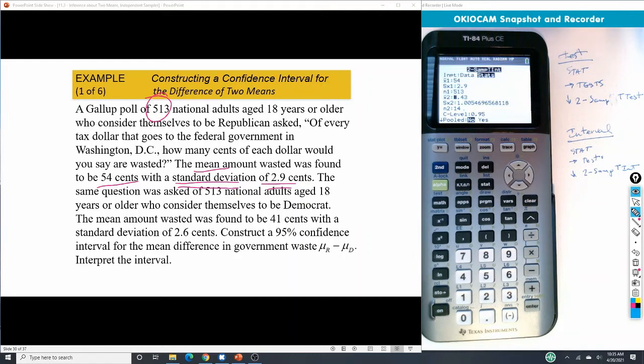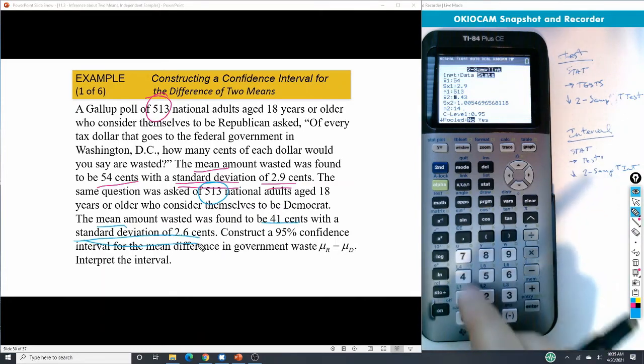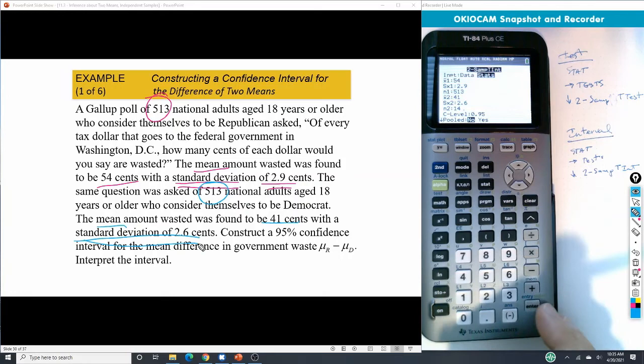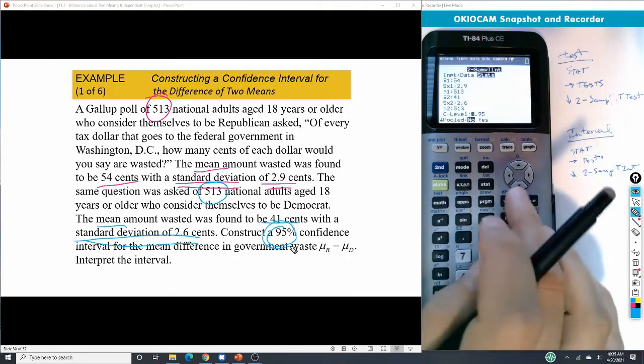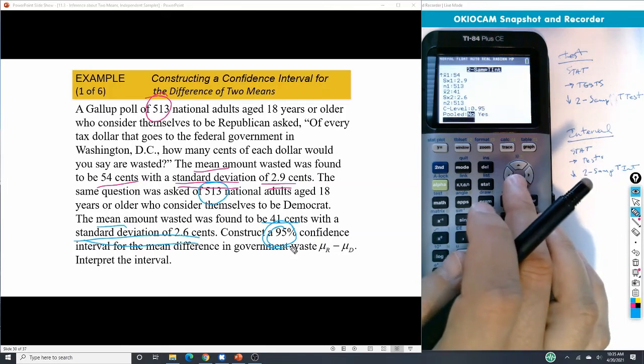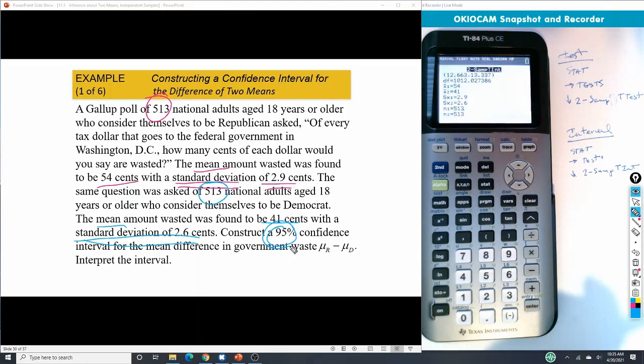Okay, now for our Democrats, we see again there are 513, but they said a mean of 41 and a standard deviation of 2.6. So their mean is 41, 2.6, and then there were also 513 of them. Okay. Now we want a confidence level here, 95%, so 0.95. Again, we're always going to select no for pool, and we're going to calculate. And so we can see right up here that we have our interval for those. Okay.